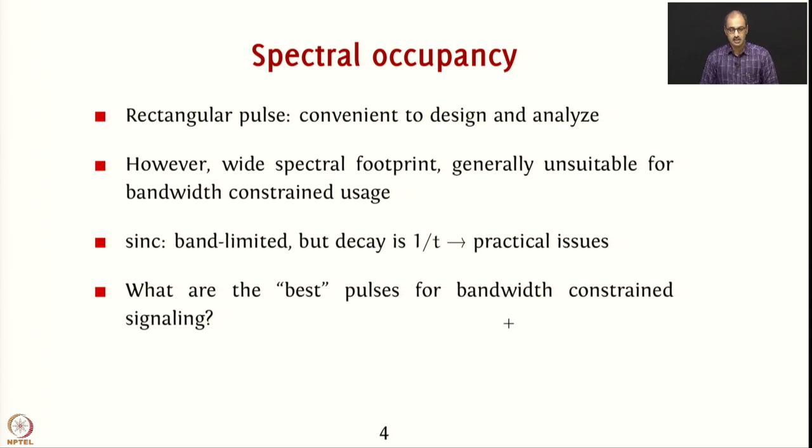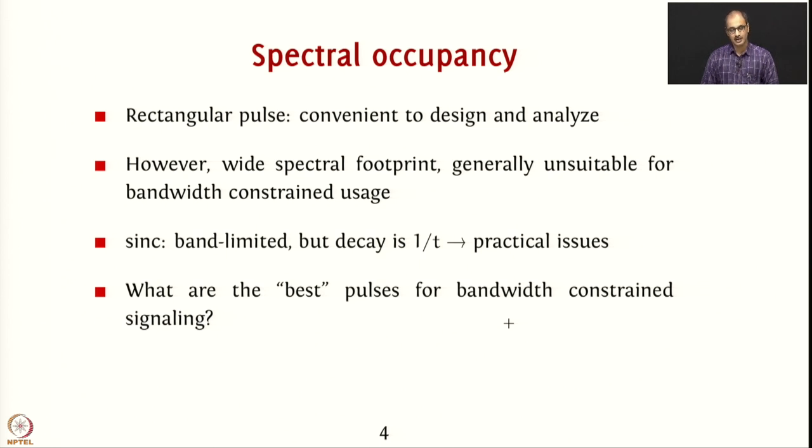So let us start simple. The rectangular pulse is the most convenient to design and analyze, and it is very easy to imagine because your symbol takes a value for T seconds, then for the next block of T seconds it takes a different value, and so on. The problem is, as you have seen in the previous slide, your g_TX(t) determines the spectrum which you use, and a rectangular pulse has a Fourier transform which is a sinc, which is a very wide footprint, and rectangular pulses are generally unsuitable for bandwidth constrained usage. Even otherwise, the wide spectrum means that it undergoes some transformations when it goes through practical channels, which may or may not be desirable. The other extreme is the sinc.